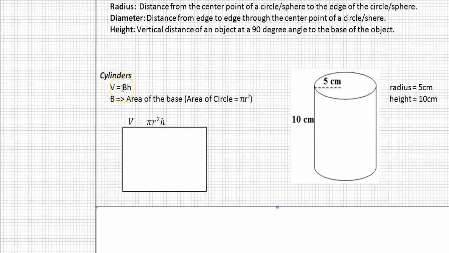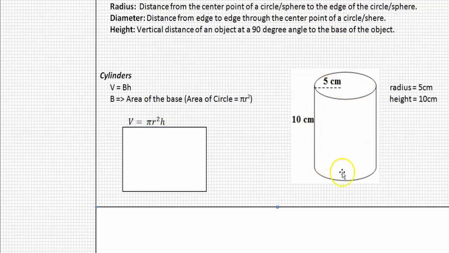The generic equation for the volume of a lot of three-dimensional objects is capital B times H, where capital B stands for the area of the base. And in this case, the B is standing for the area of the base as a circle. So that formula is pi r squared. So when we put that all together, the volume of the cylinder is pi r squared times height.